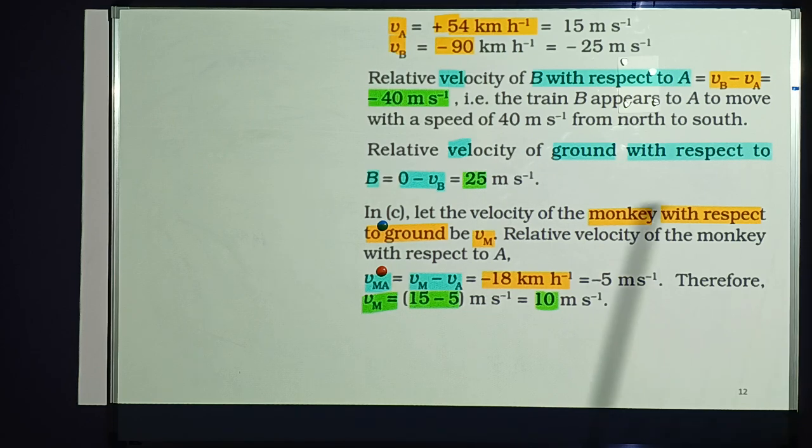And velocity of ground with respect to B is velocity of the ground, which is 0, minus VB. VB is minus 25, so minus minus is plus, so plus 25. Velocity of the monkey with respect to ground is Vm. And relative velocity of the monkey with respect to A is VMA, which is Vm minus VA. This is given as 18 in the direction opposite the train, so it's towards south, so it's minus 18. From this, we get the velocity of the monkey as plus 10.